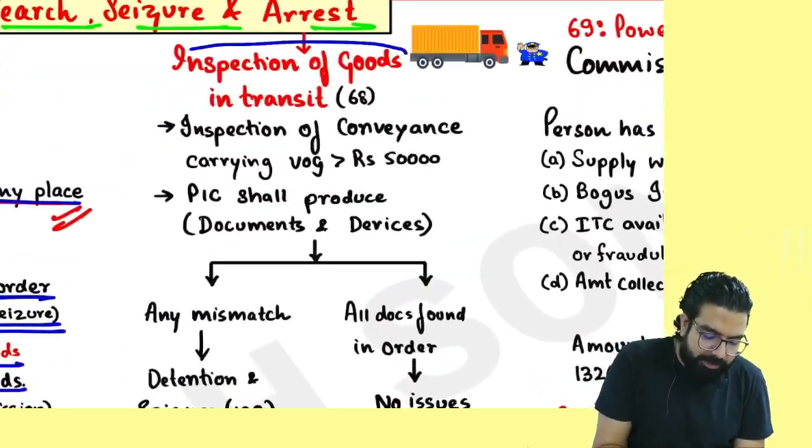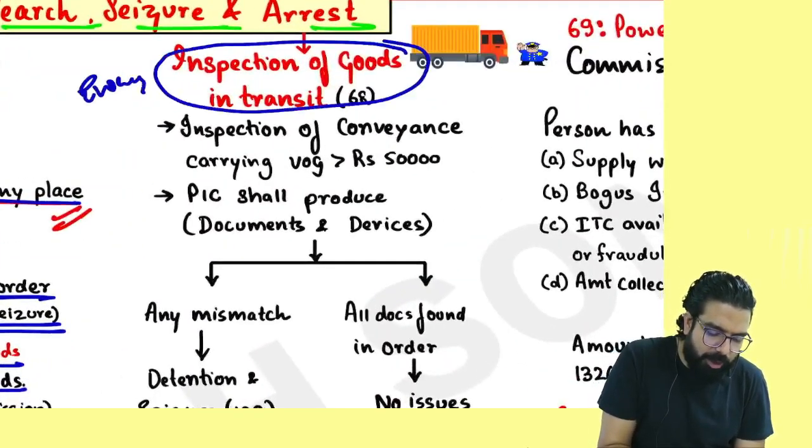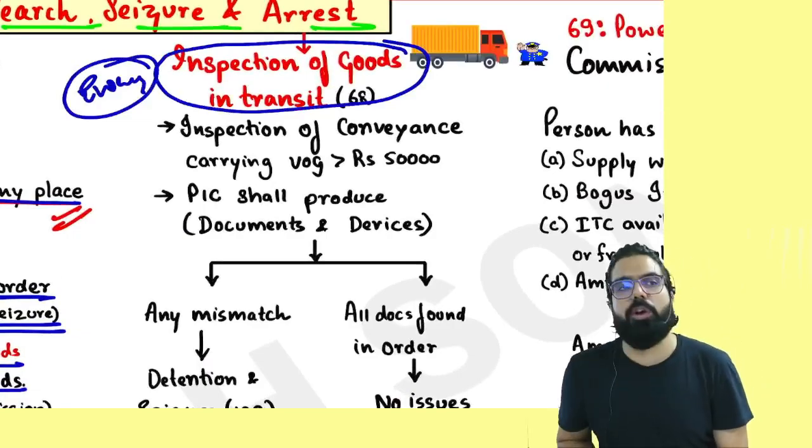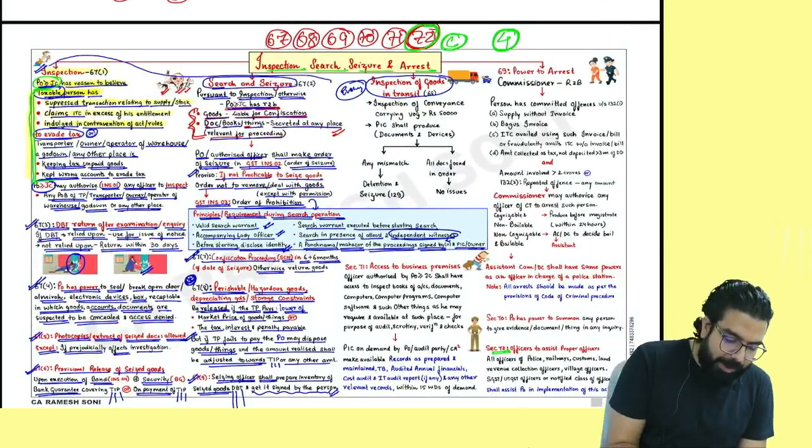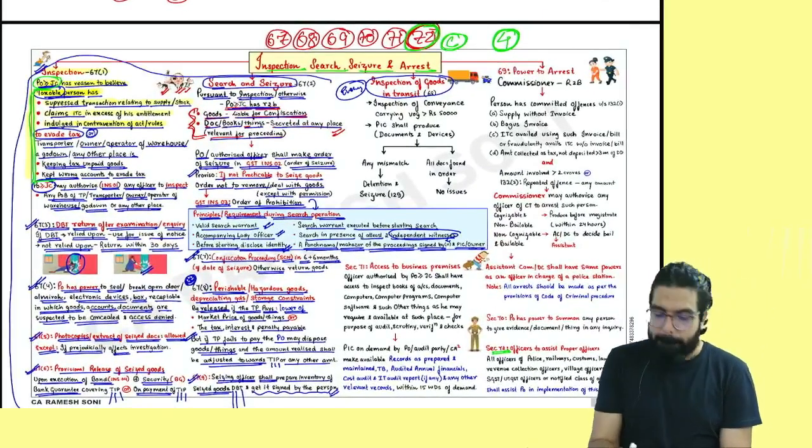Everyone over here, section number 68 is your e-way bill chapter. We have already understood this, that whenever you are going on the way, see Baba, this is inspection in the premises.